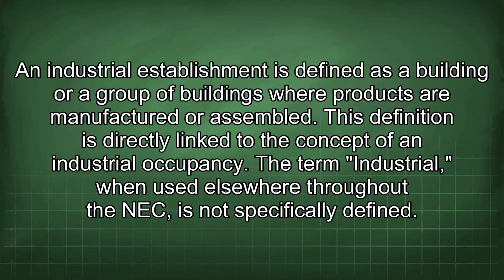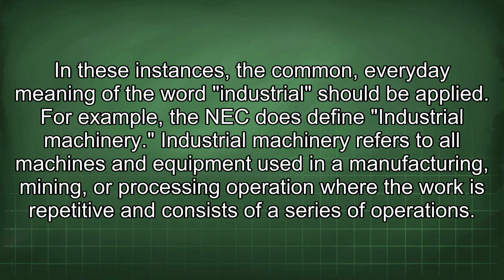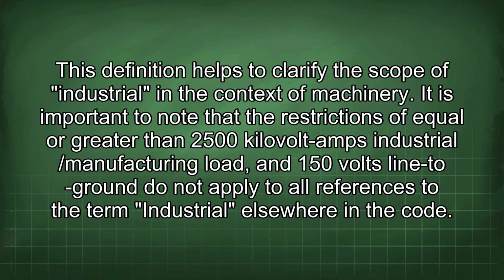The term industrial, when used elsewhere throughout the NEC, is not specifically defined. In these instances, the common, everyday meaning of the word industrial should be applied. For example, the NEC does define industrial machinery. Industrial machinery refers to all machines and equipment used in a manufacturing, mining, or processing operation where the work is repetitive and consists of a series of operations. This definition helps to clarify the scope of industrial in the context of machinery.